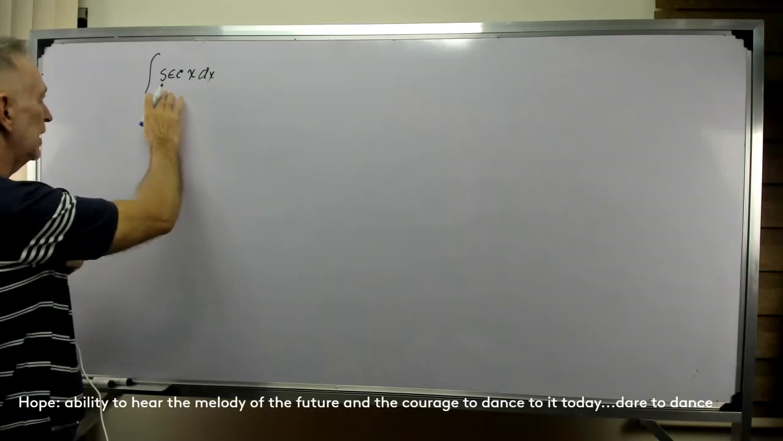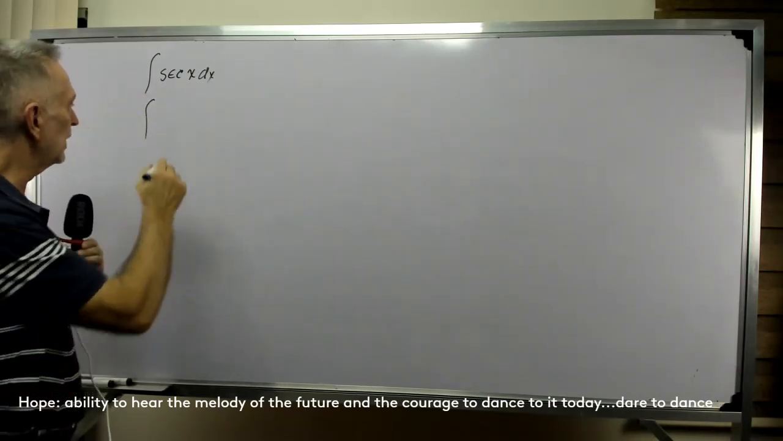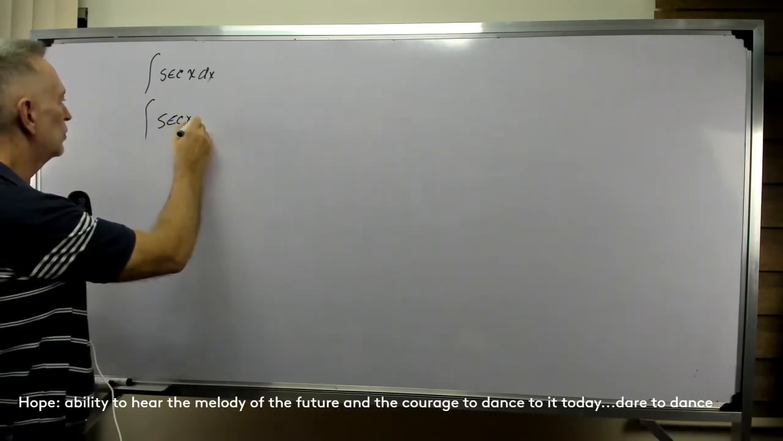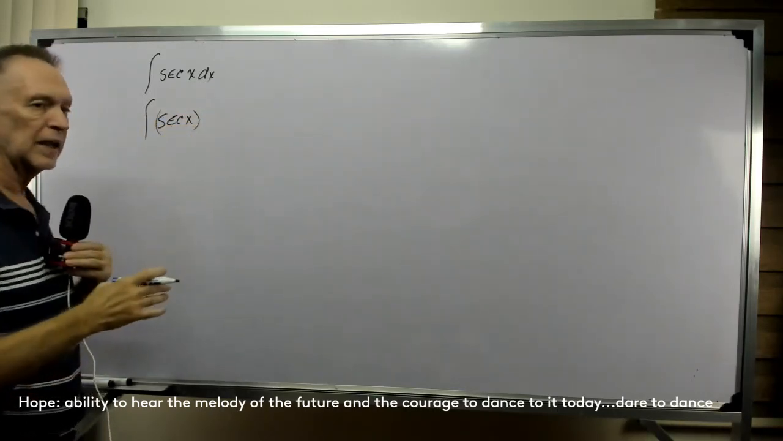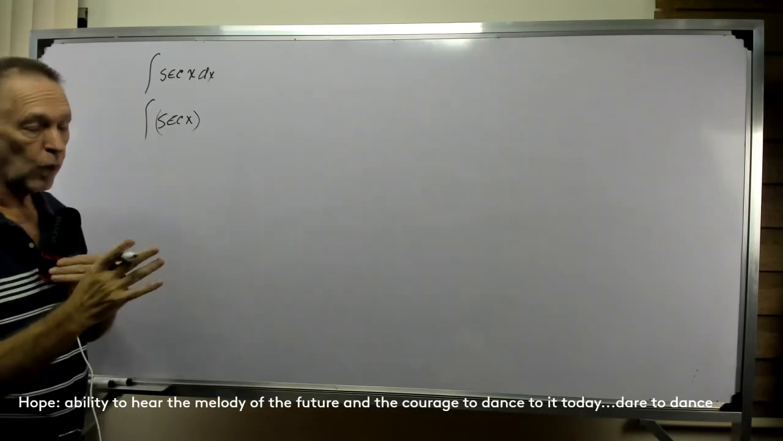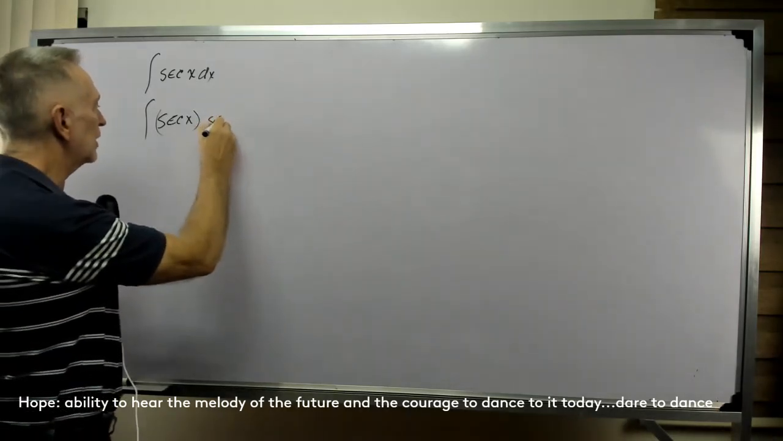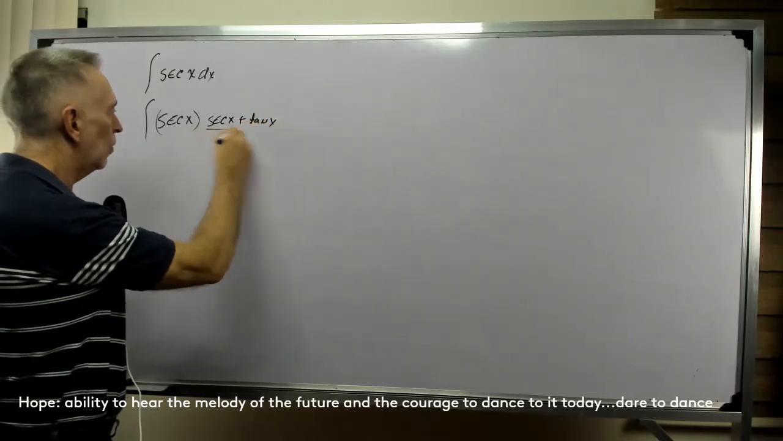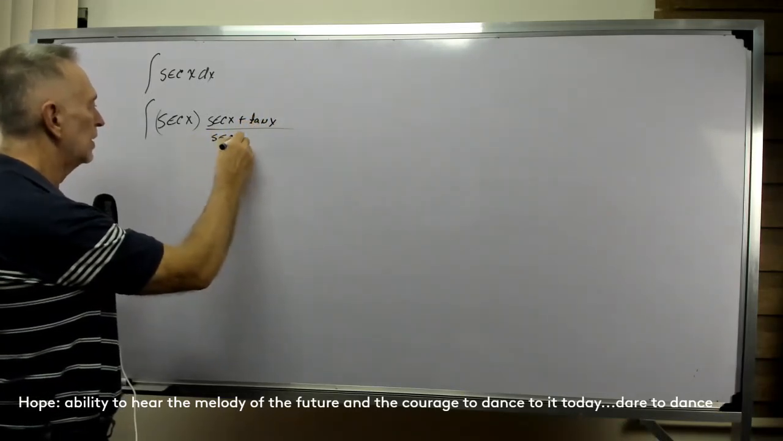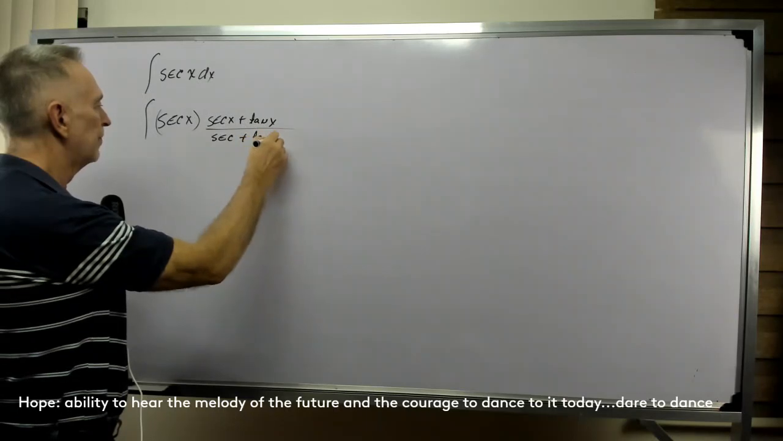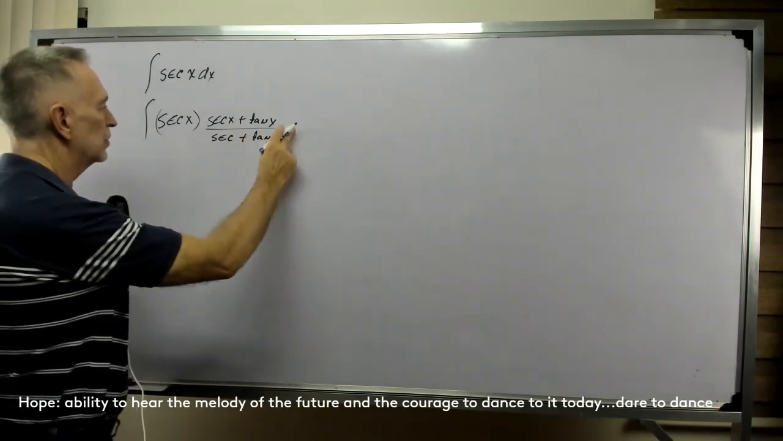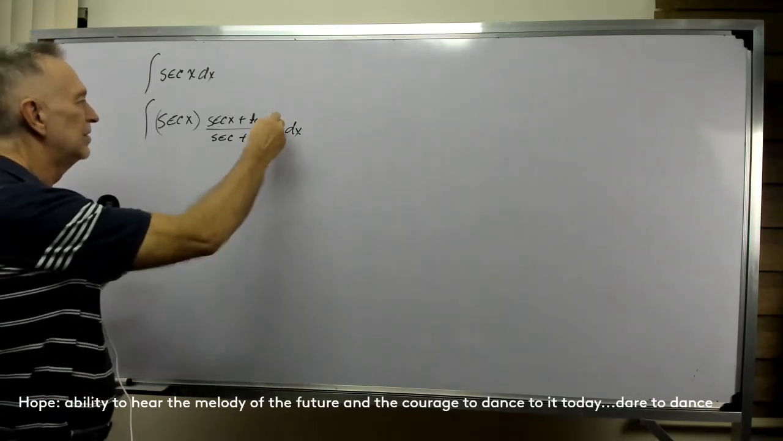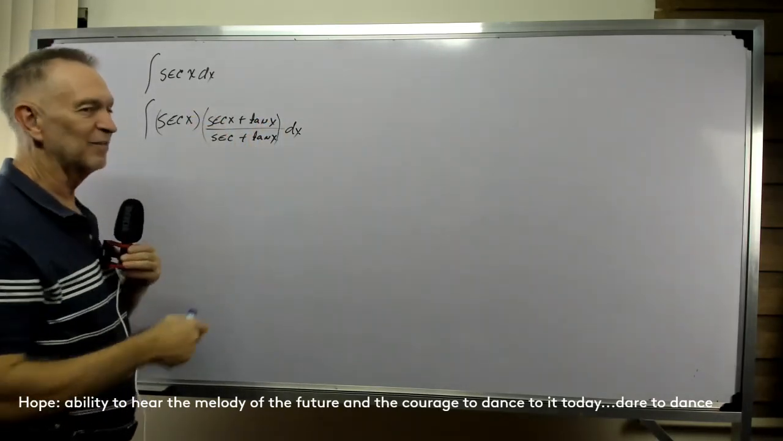All right, to integrate secant x dx, we need to convert that to something else. And we're going to do that by multiplying it by 1, but our 1 is going to be secant x plus tangent x over secant x plus tangent x. And of course this is all integrated with respect to x. Now that's the part that's not obvious at all.